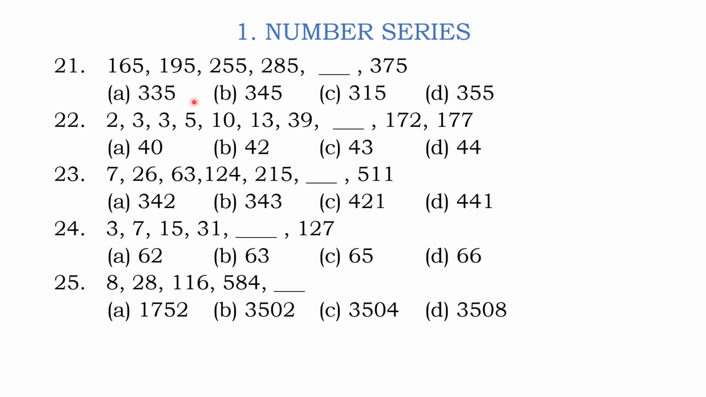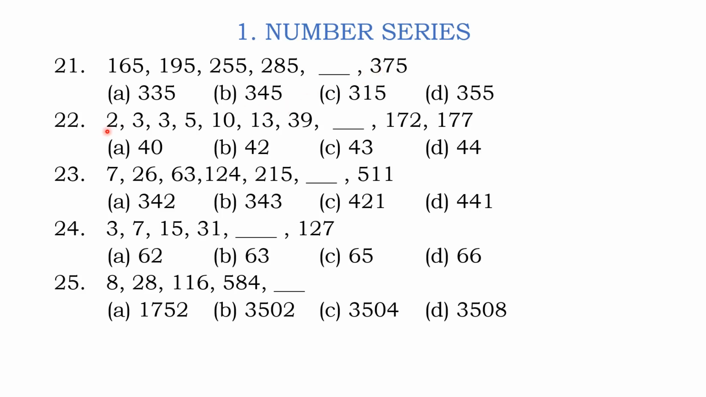And in the next set of problems, we have 165, 195, 255, 285, blank, 375. Here the difference is 30, 60, then again 30, then next difference should be 60, then 30. So 285 plus 60, it is 345, plus 30, 375.